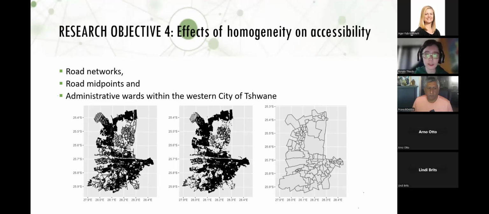And these images just show the road network, the road midpoints. Of course, it's quite dense, so it looks like just a bunch of areas, but those are all road midpoints. And then the wards, which are the administrative units, on the right-hand side.